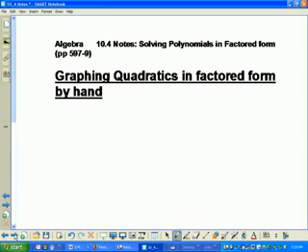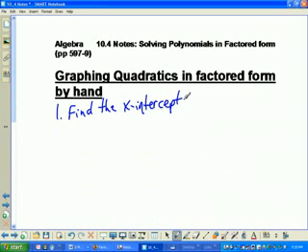Now, how can I graph quadratics in factored form by hand? It's pretty much the same way I graph them when they're in standard form. So step one is find the x-intercepts. Now the x-intercepts are your roots, or your solutions when y equals 0.